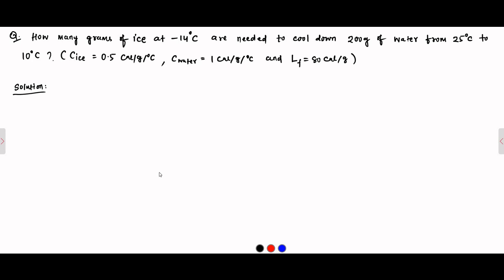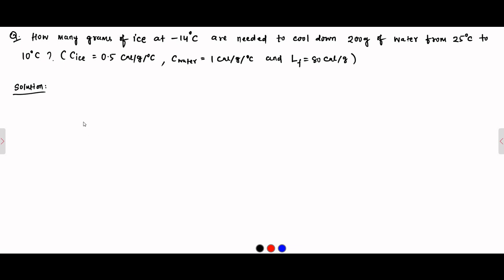So here is another question. It is given: how many grams of ice at minus 14 degrees Celsius are needed to cool down 200 grams of water from 25 degrees Celsius to 10 degrees Celsius? Some information is given. Specific heat of ice is 0.5 calorie per gram per degree Celsius. Specific heat of water is 1 calorie per gram per degree Celsius, and latent heat of fusion is 80 calorie per gram. Okay, so now let us try to understand what this question means.